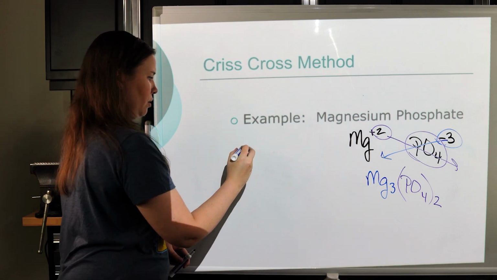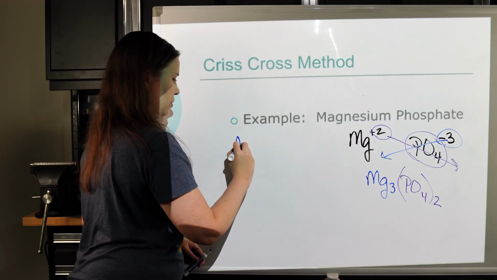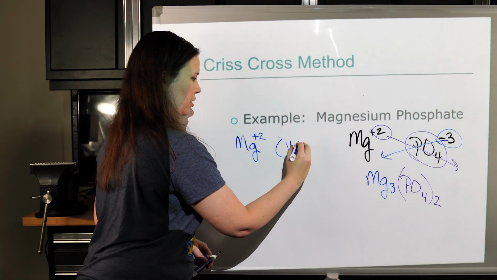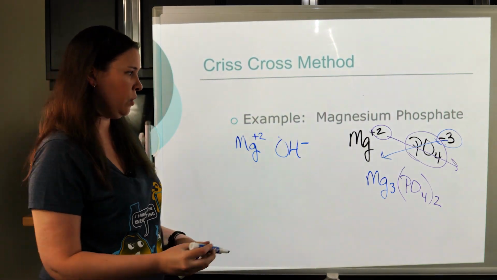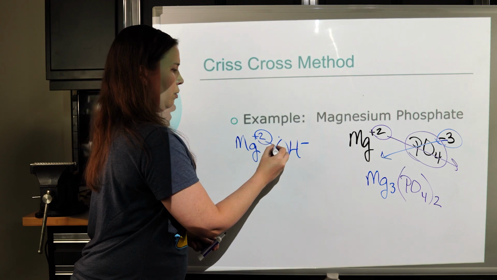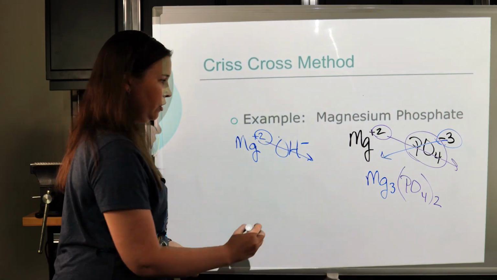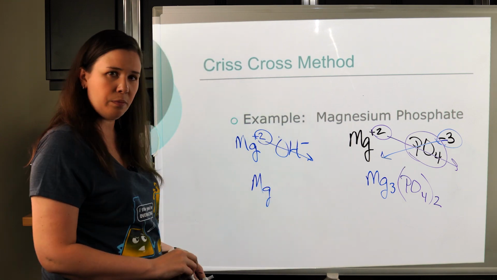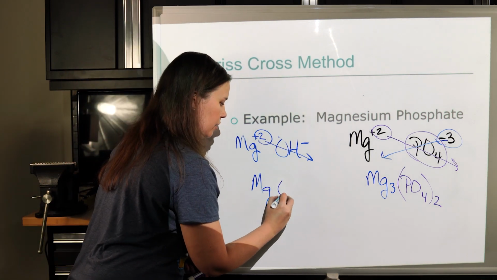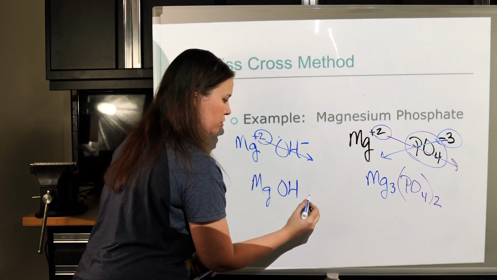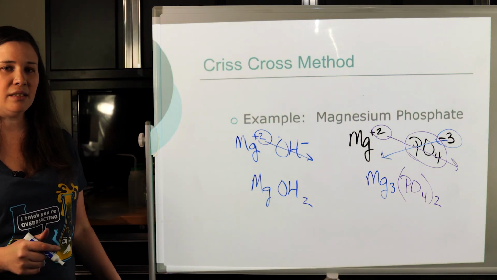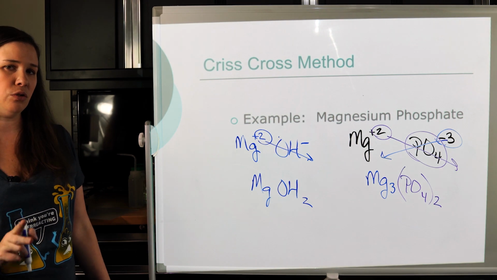I know this isn't in the note takers, but let's do magnesium, which is +2, and hydroxide, which is -1. This 2 would go on the outside of the hydroxide, and the -1 would be the subscript on my magnesium. Then with the hydroxide, I need this 2 subscript. If you forget your parentheses, that means that there's only 1 oxygen and 2 hydrogens.